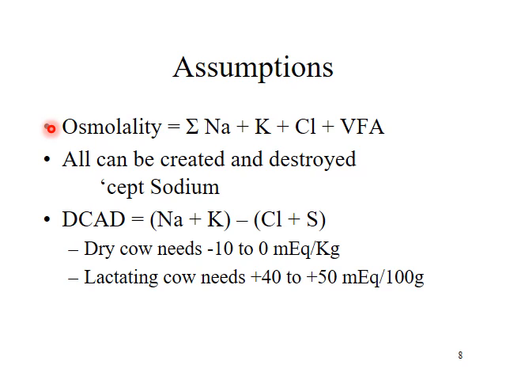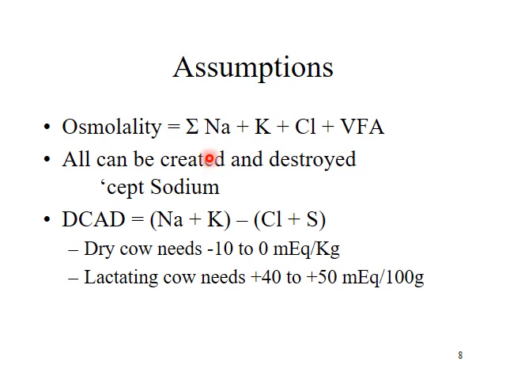So if we make some assumptions about osmolality, what we have in the rumen is a function of the sodium present, which is fairly high. Potassium chloride, not so much. And then the VFA, which is fairly high. So most of the osmolality in the rumen is from the sodium and the VFA.